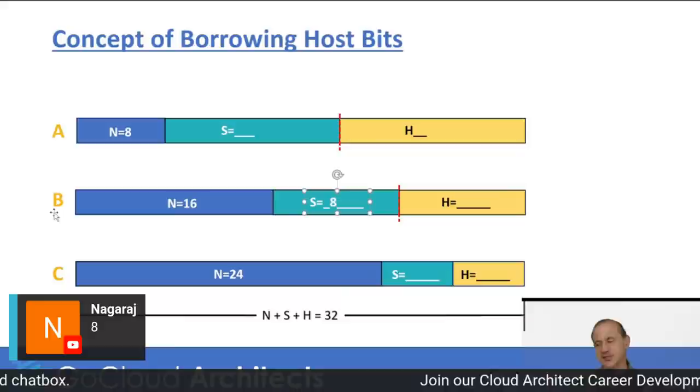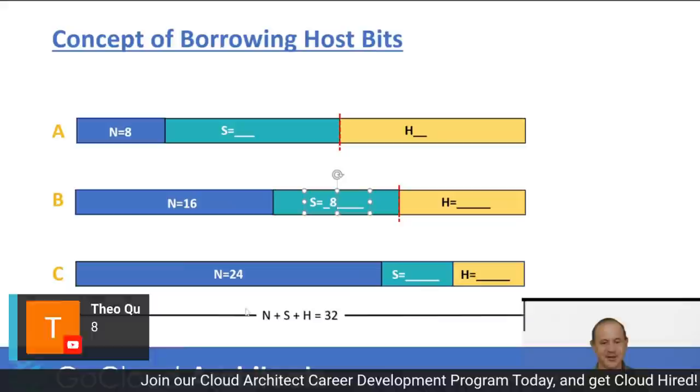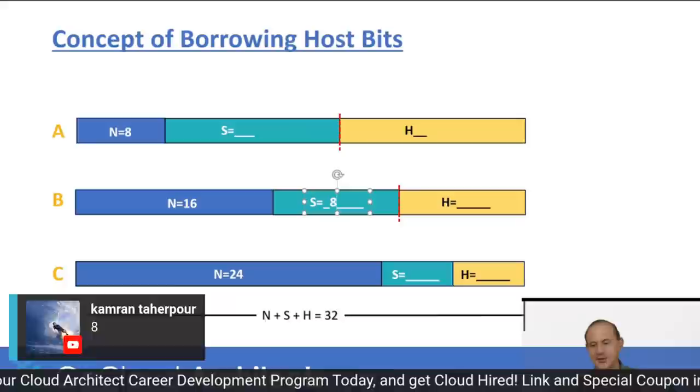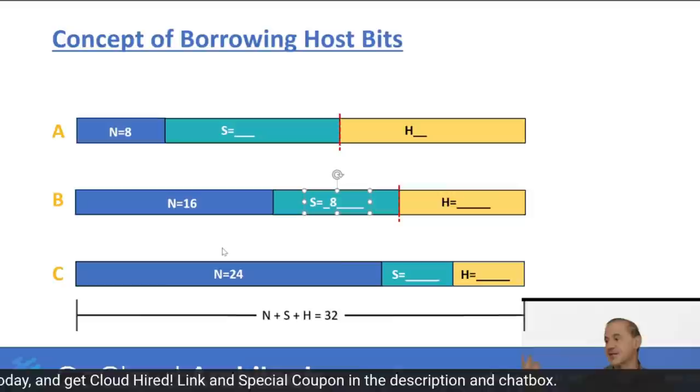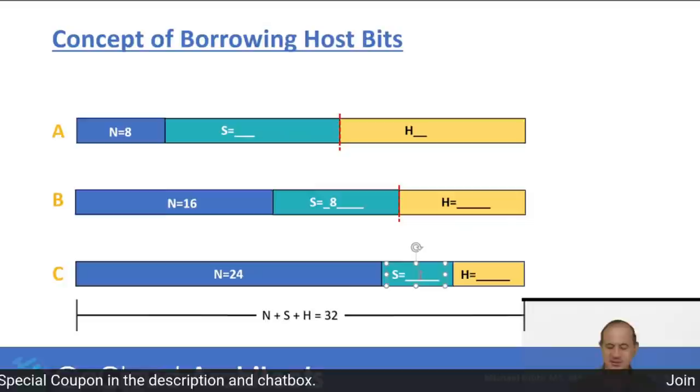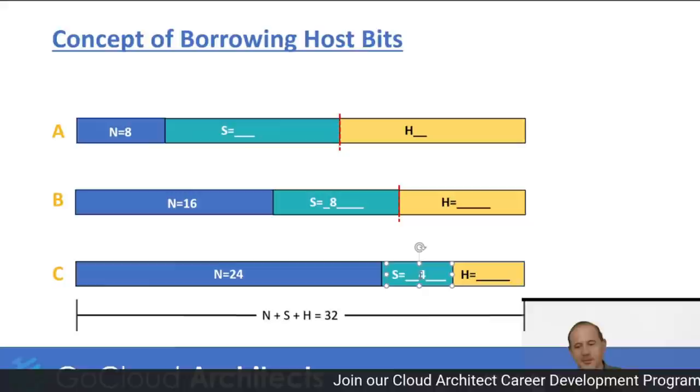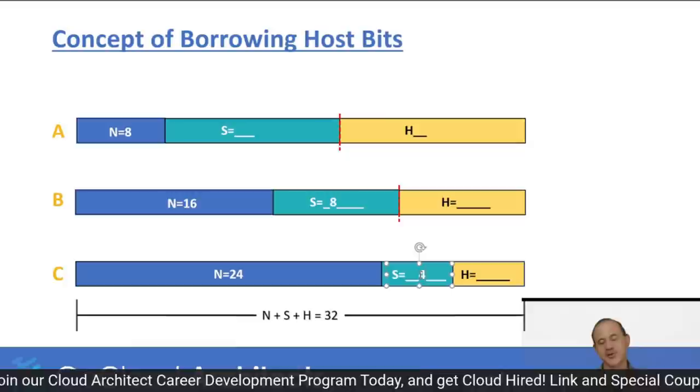So let's do a little more. Let's have some fun. Let's take this class C address and subnet it down a little more. Let's say we've got a 24-bit subnet mask, your class C. Let's say we decide to borrow 4 more bits. Now, how many host bits do we have? 24 network bits, 4 subnet bits. How many host bits? 24 plus 4 is what? 28. 32 minus 28 is?